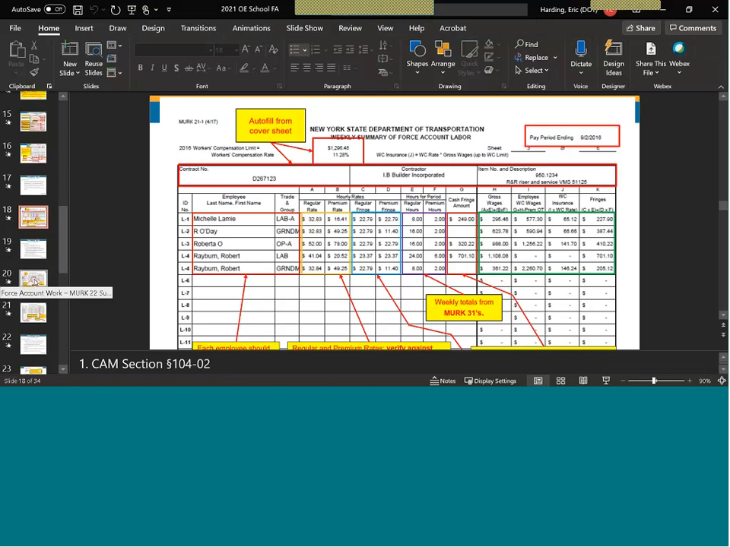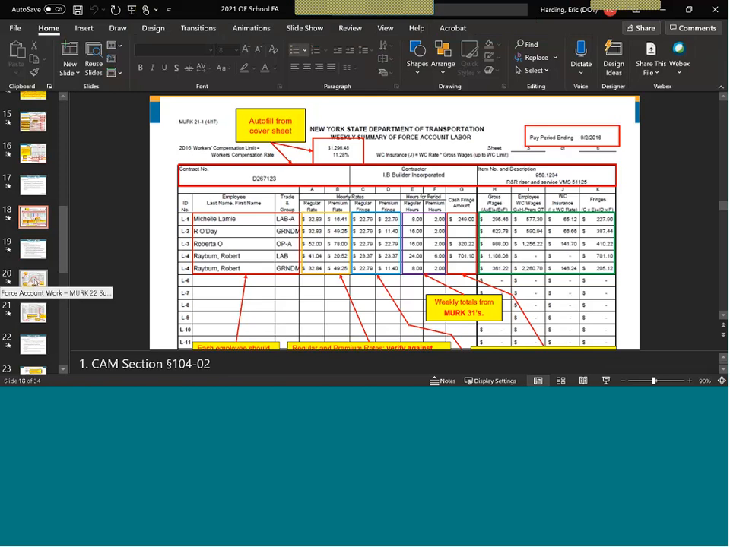If you have any questions about deciphering payroll sheets, your compliance unit, first and foremost, should be able to help you. But again, your change order specialists within your region should also be able to help you decipher how to translate what's on your certified payroll sheet to your labor summaries.